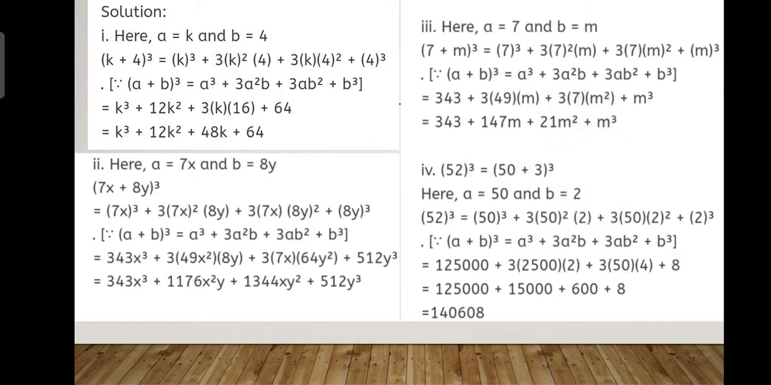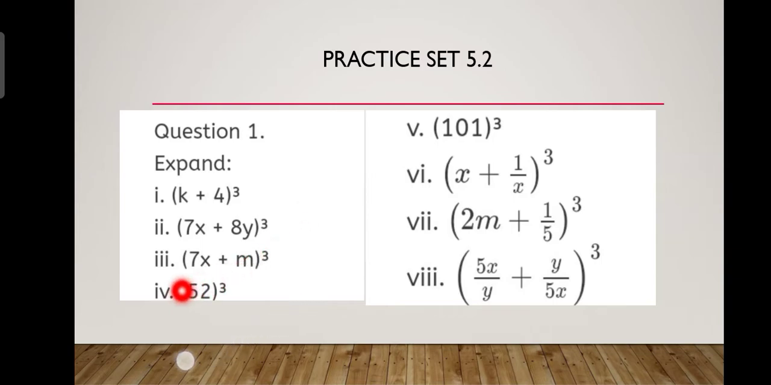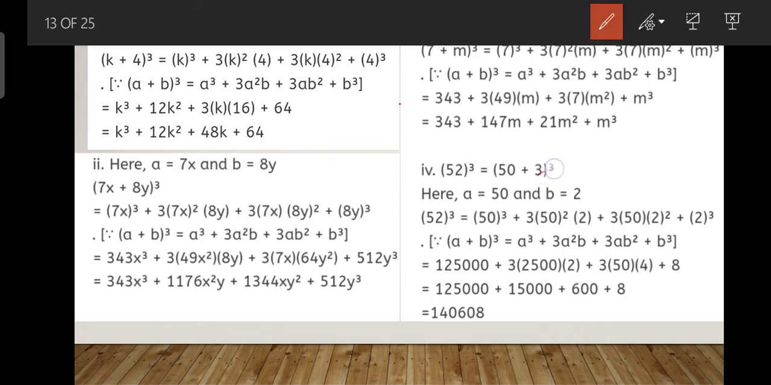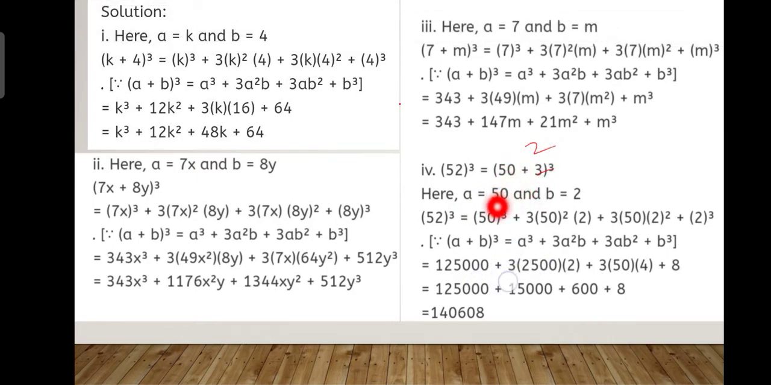Now the fourth question. In the fourth question there is 52 cube. So we have to expand it, right. So how are we going to write 52? 50 plus 2. The 3 has been given wrongly here, we have to write 2. This is 2 cube. So here a is 50 and b is 2. So 52 cube will be equal to a cube, that is 50 cube.